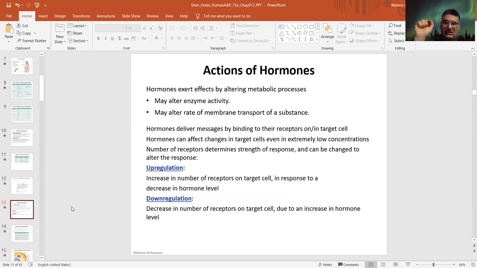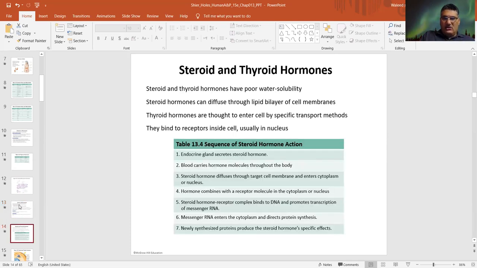Like if somebody's delivering something to you and they are knocking on the door like this, you need to do something in order to hear what this is. So you're going to upregulate. If it is too much, somebody's hitting the door like this, you tell them, slow down. So you're going to decrease the receptors to get a reasonable response at the end. Upregulation and downregulation.